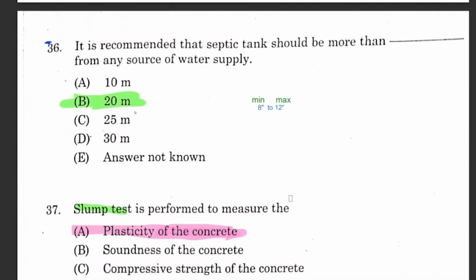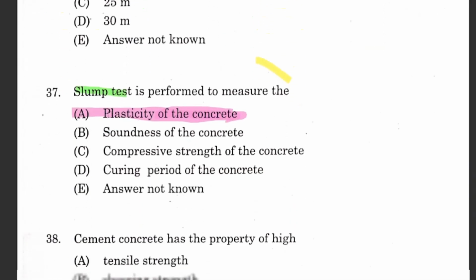Next question is it is recommended that septic tank should be more than dash from any source of water supply. So that is minimum 20 meter and maximum is 12 inch, that is 8 to 12 inch. So if we convert it in meter, 10 20 will come. Next, slump test is used to measure plasticity of the concrete.